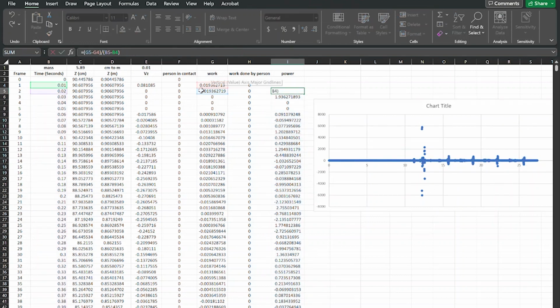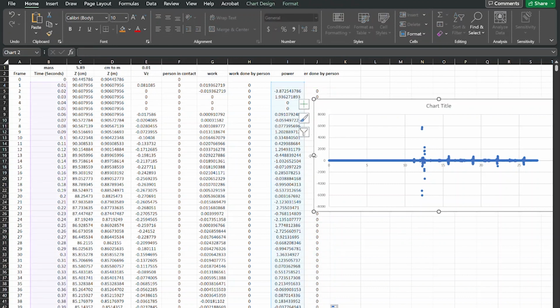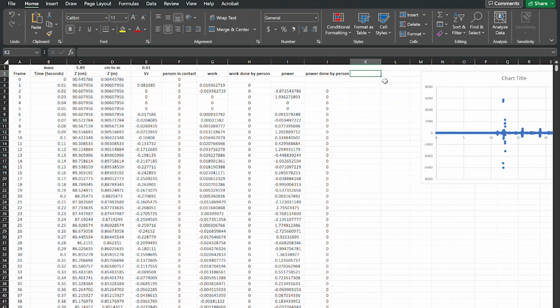And this thing is from that work. Okay. So now let's say power done by person. And that's going to equal this power times if we are in contact or not, right? Okay. So now let's do total work done by person.